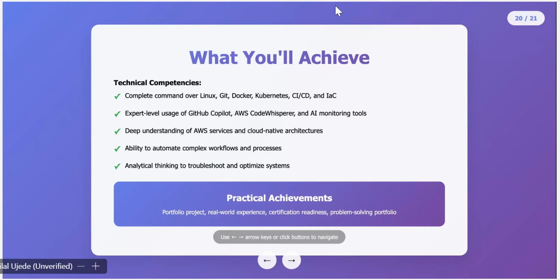We are going to learn GitHub Copilot, CodeWhisperer, and some AI monitoring tools as well, so you will get the idea of how to integrate them and how to prepare your monitoring report based on it. We are also going to learn AWS deeply, because there are certain services highly used with respect to AI. Then we are going to make some projects that are automated with the help of AI, and build some workflows.